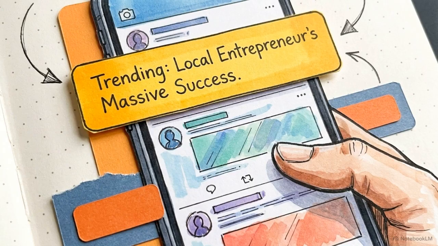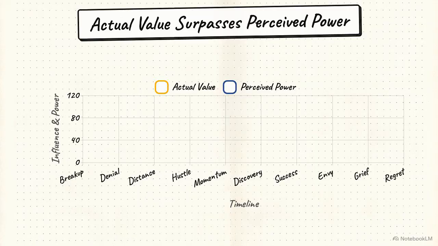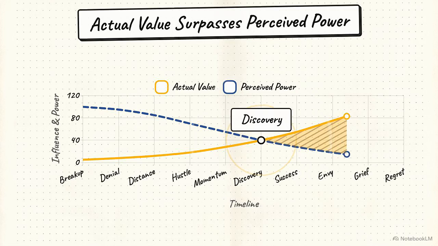The final act initiates its reversal in Scene 7, when the girl discovers her ex's newfound wealth while scrolling through social media. This XY line graph tracks the psychological shift. The power she held during the breakup drops, while his actual value surges. They cross precisely at the moment of discovery, highlighting the scale of the opportunity she squandered.